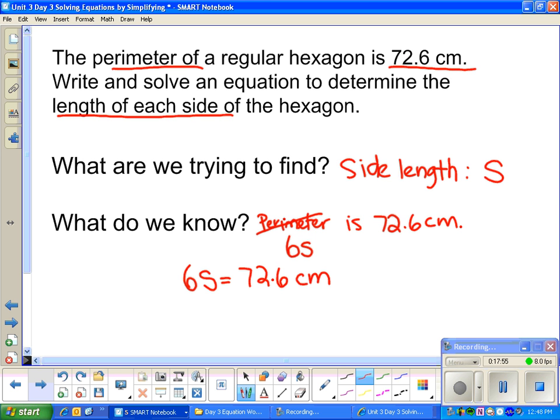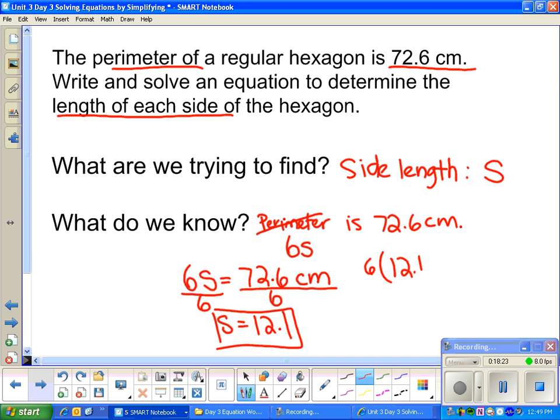I want to get s by itself, and someone multiplied s by 6, so I will divide away that 6, and I'll end up with s is equal to 12.1, and that is my side length. So 6 times 12.1 should give me 72.6, and that is true.